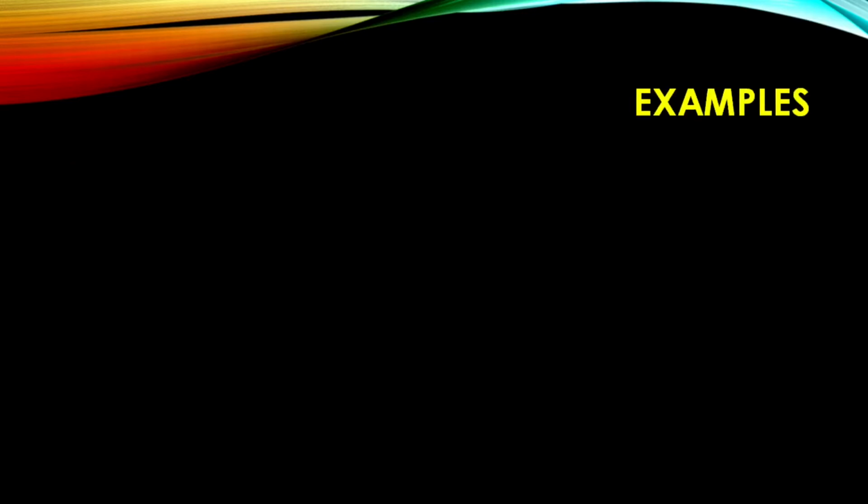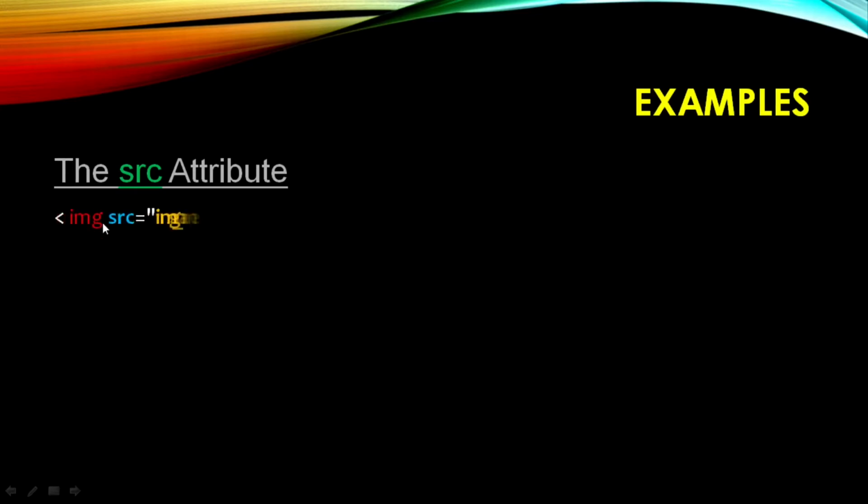So let's take a look at some examples of attributes. First of all, let's learn about the src attribute. You can use the src attribute with the image element. The image element does not have a closing tag. Remember that some elements do not have a closing tag, and these elements are known as empty elements.